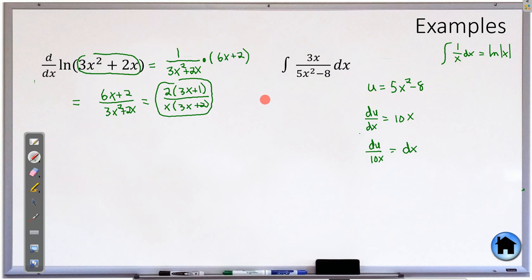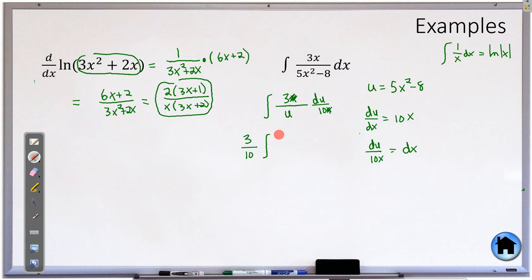So we will now have the antiderivative of 3x over 5x squared minus 8 is going to be u, and dx is replaced with du over 10x. So then the x's cancel out. The 3 over 10 is left over, so I will move that to the outside.